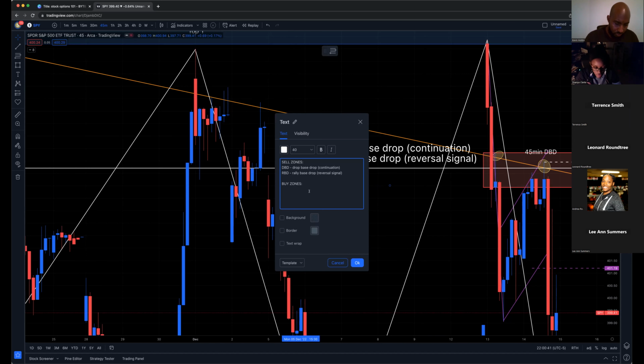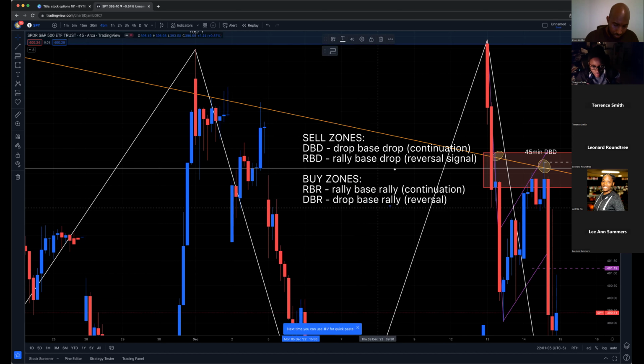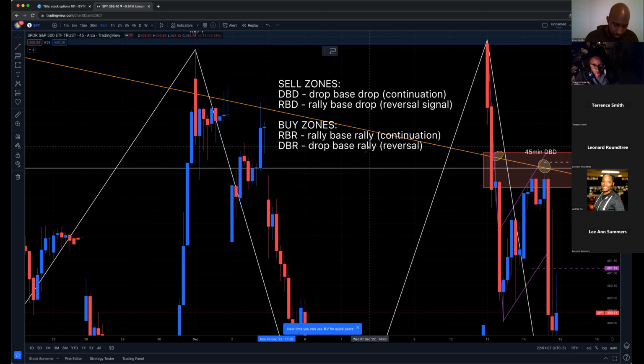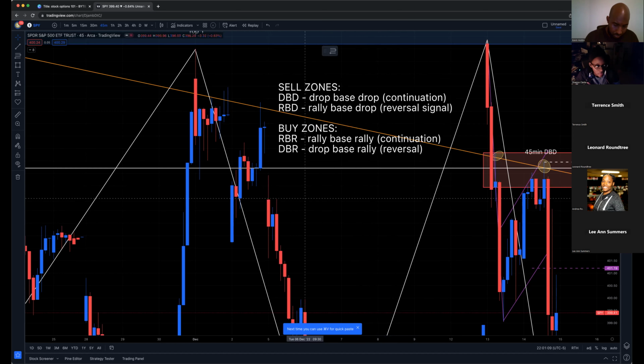And then same thing for buy zones, but the opposite, you have a rally base rally, which is also continuation. It's going one way, trades sideways for a brief time, and then it shoots back the same way that it was going initially. And you have a drop base rally. This is a reversal. All right. So let's try and put this somewhere at the top there. Hopefully that's okay to read.